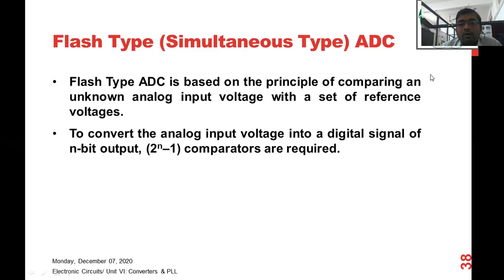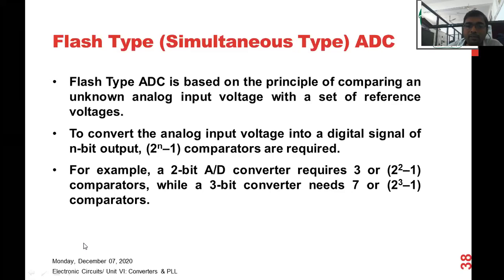To convert an analog input voltage into a digital signal of n bit output, 2 raised to the power n minus 1 comparators are required. So to convert an analog input voltage into a digital signal of n bit output, we require 2 raised to the power n minus 1 comparators. For example, if you are going to implement a 2-bit flash type A to D converter, you require 3 comparators. If you are going to implement a 3-bit A to D converter, you require 7 comparators.